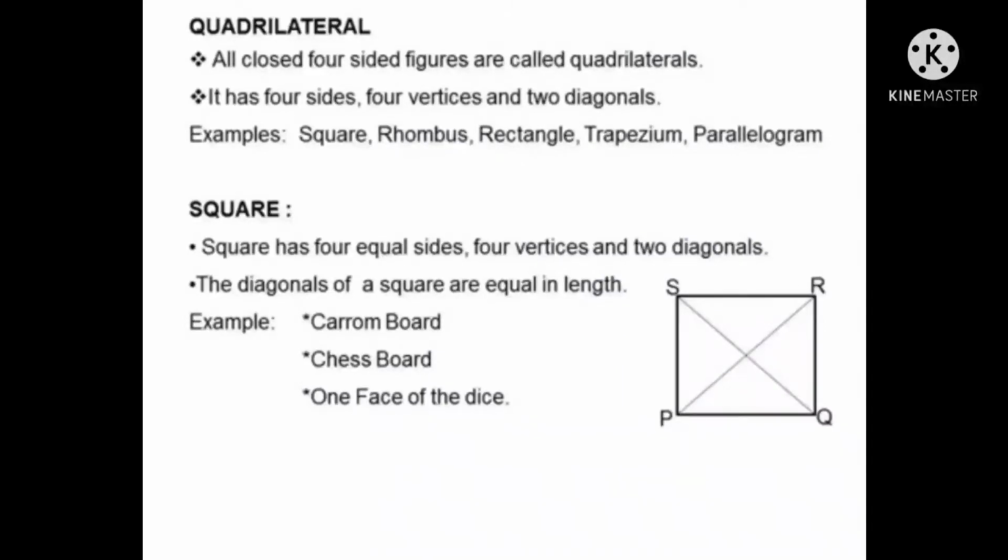A square has four equal sides, four vertices and two diagonals. The diagonals of a square are equal in length. We know that in a square all sides are equal, so the diagonals are also equal in length. Examples of a square are a carom board, a chessboard, and one face of a dice. We know that the basic shape of a dice is a cube, so one face of the dice is a square.